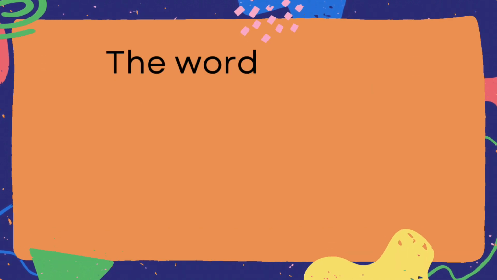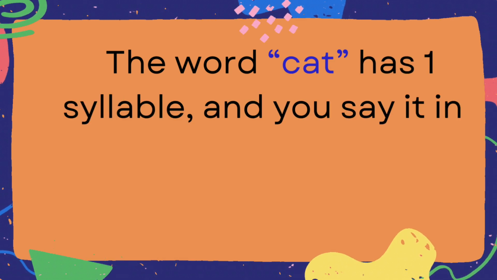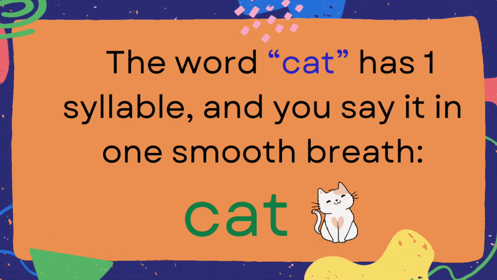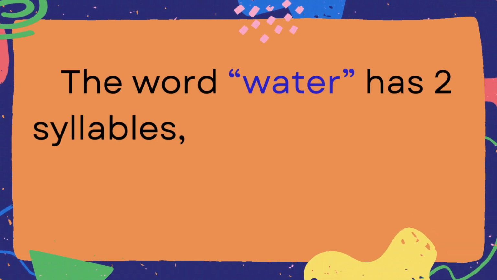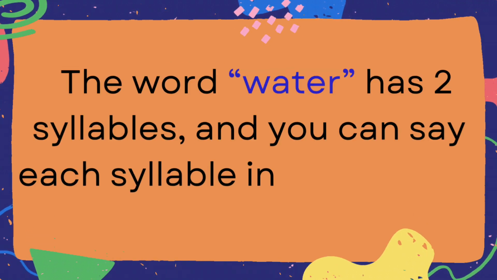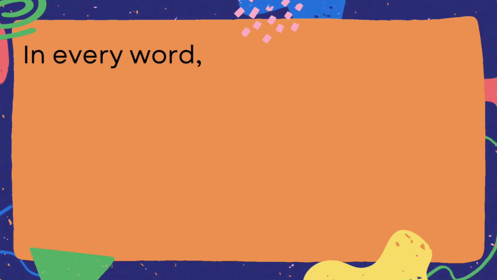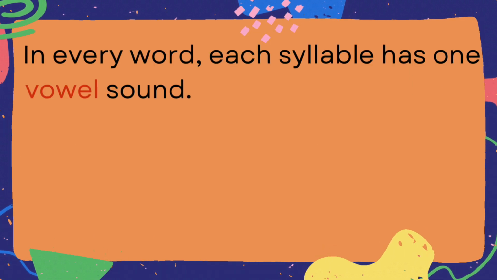The word cat has one syllable, and you say it in one smooth breath, cat. The word water has two syllables, and you can say each syllable in one breath, water. In every word, each syllable has one vowel sound.